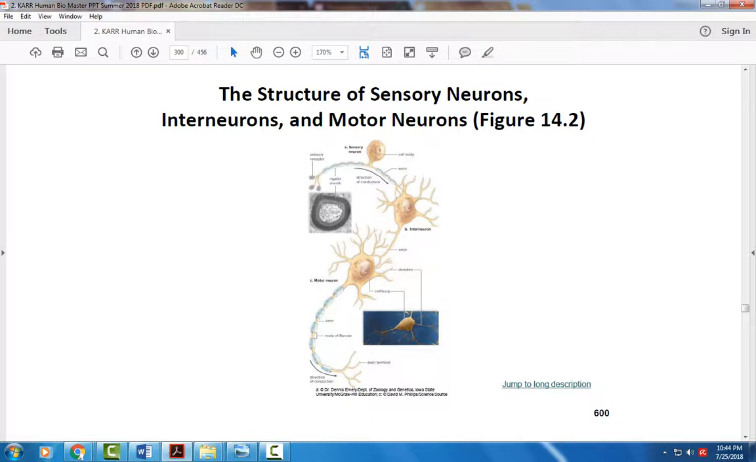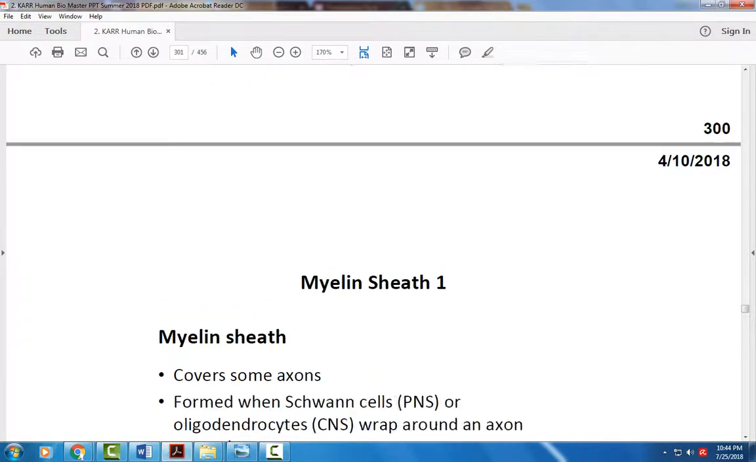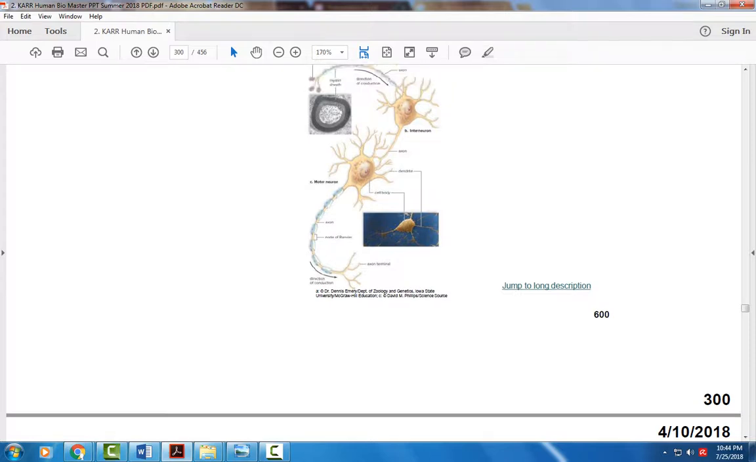So one more thing I want to mention is, when we look at the axon, we'll see that there are these little wrappings, these insulated coverings of the axon, and that is called a myelin sheath. So that insulating covering, which helps speed the conduction, is called myelin or myelin sheath, and that is only found on the axon of neurons.